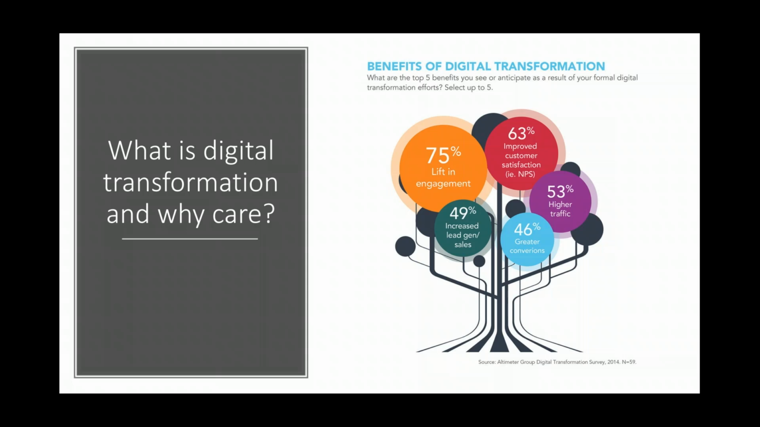If you notice the source that's given here, this is an infographic or a bit of information from the Altimeter Group back in 2014. So why were people looking at digital transformation, good 4 or 5 years ago? Because it's not something that's brand new. It's been around for some time. The top 5 benefits you saw, that people were looking for lift in engagements. They were looking for improved customer satisfaction, higher traffic, increased lead generation and sales, and then 46% greater conversions. So those were what people were looking for digital transformation years ago.